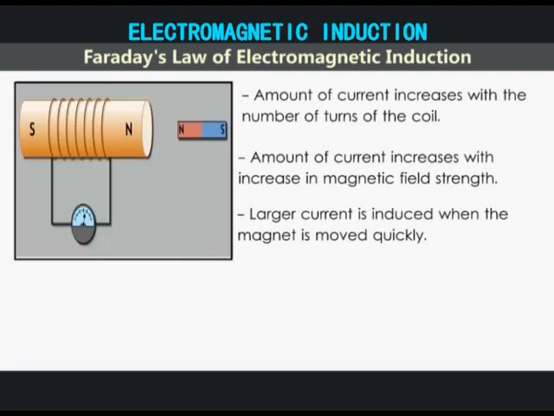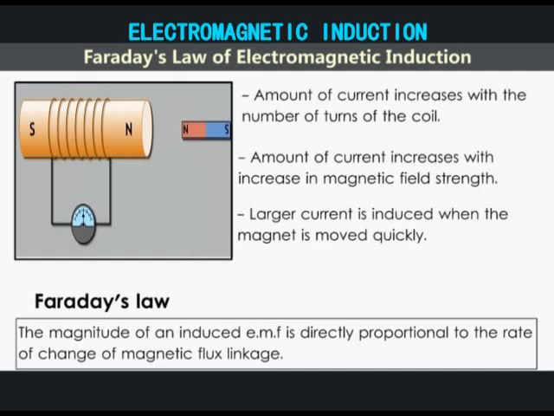When there is no magnetic field in a region, the magnetic flux is zero. As you move in a magnet, the magnetic flux increases from zero to a maximum. Again, if you pull out, the magnetic flux decreases from a maximum to zero. This change is called the magnetic flux change. The larger the change, the larger the amount of induced current. This is Faraday's law of electromagnetism, which states that the magnitude of an induced EMF is directly proportional to the rate of change of magnetic flux linkage.